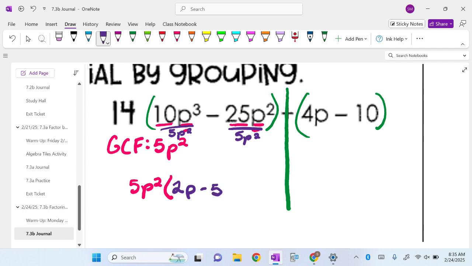So negative 5. And then what's p squared divided by p squared? So think about it. You're dividing something by itself. So that is 1. So we don't write any p's. The p's cancel out. So there's our first factored group. Now the second one. Let's go with Ben. What's the GCF of 4p minus 10?